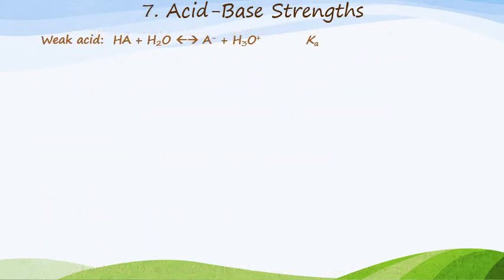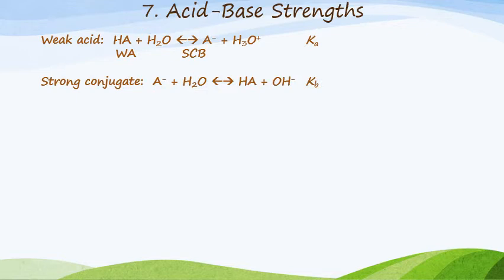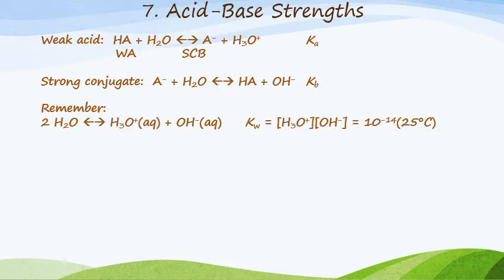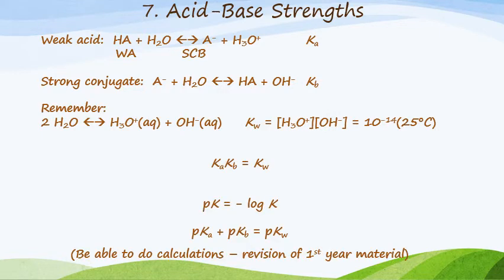Okay, so you're familiar with the acid dissociation constant, that you've got a weak acid and you've got a conjugate base, how the strong conjugate works, and you need to remember a number of things. Remember too that if you see this p scale, any value of p means the minus the log of. So if we write p in front of anything, it just means that we have minus the log of whatever is going to be written after. So you must be able to do calculations involving equilibrium of acids and bases and any other calculations that you've done from your first year material.